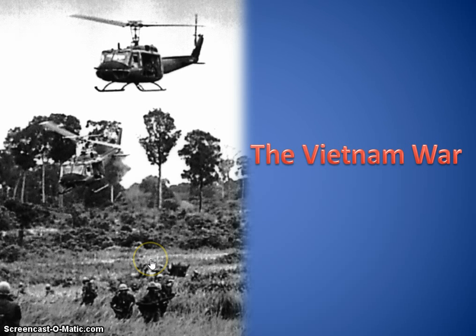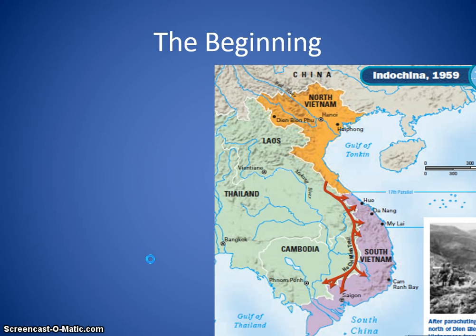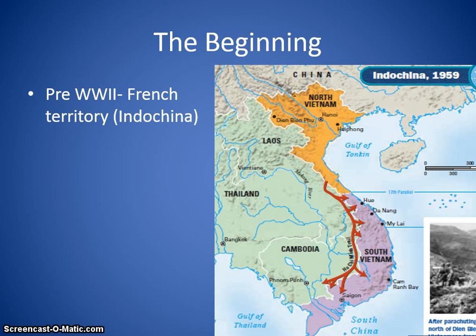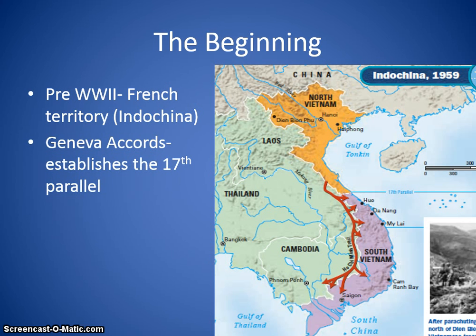Okay, so today we're starting with the Vietnam War. The beginning of the war, it says before World War II, it was a French territory, Indochina, right? The Geneva Accords establishes the 17th parallel, which is going to be right here, and that's the division between North Vietnam and South Vietnam.